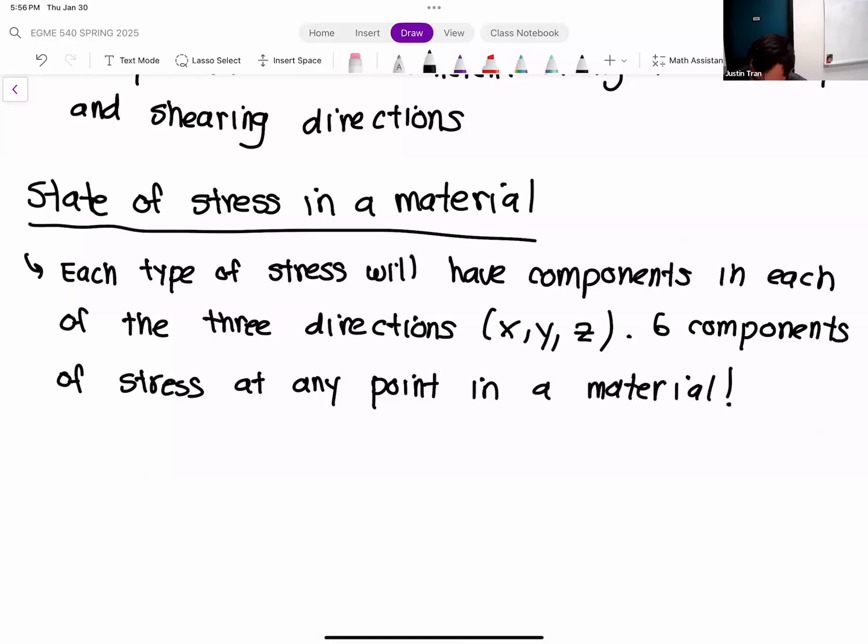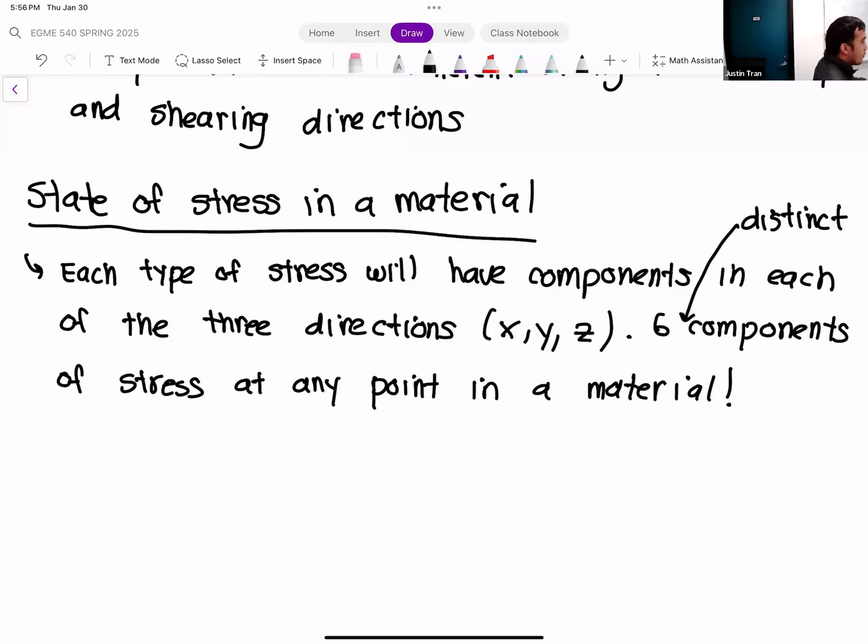Okay, I forgot a word. So it's 6 distinct components of stress. There's actually more. There's actually 9 components of stress. Because unlike, I think probably everyone's used to the concept of a vector quantity. When you're describing deformation, there's an X, Y, Z component of deformation. That's 3 components. It's a vector quantity.